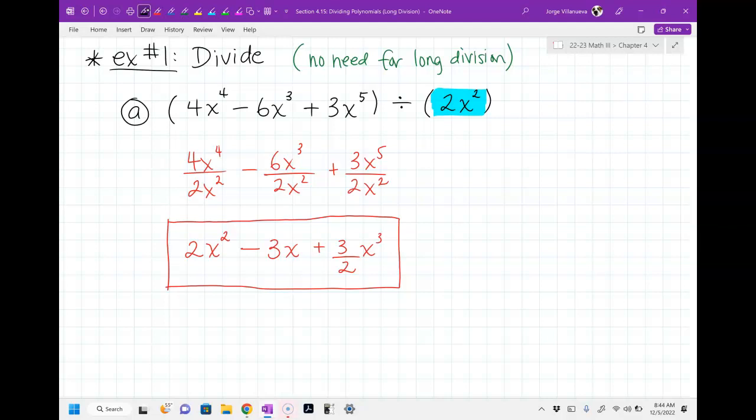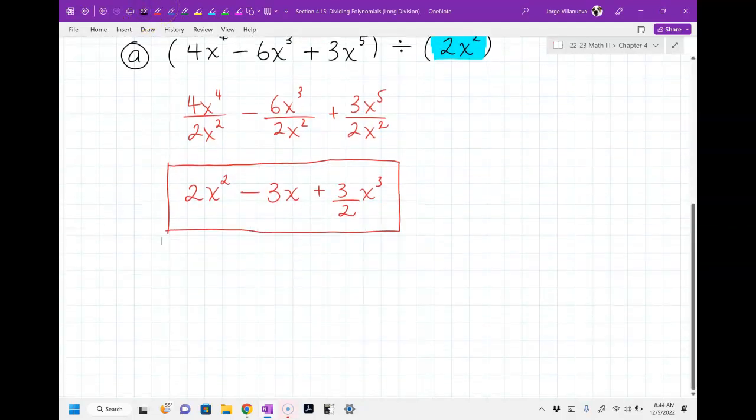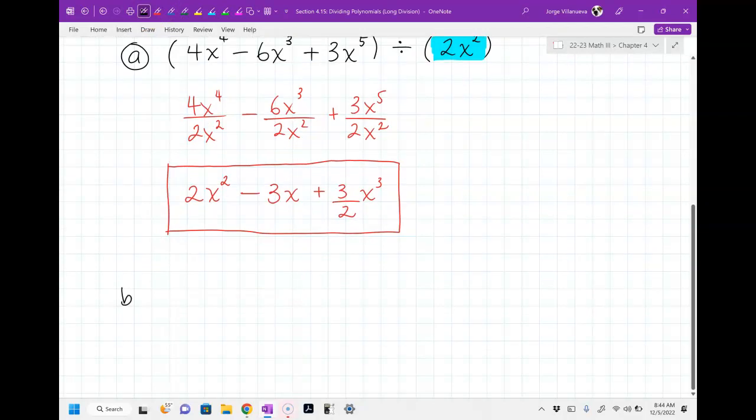But that's pretty straightforward, right? Just get your monomial and just divide each term individually. Okay, no long division required because it's only one term you're dividing by. Now, this is actually considered a hard one in terms of monomial division. There are easier ones, and let me show you one of those.